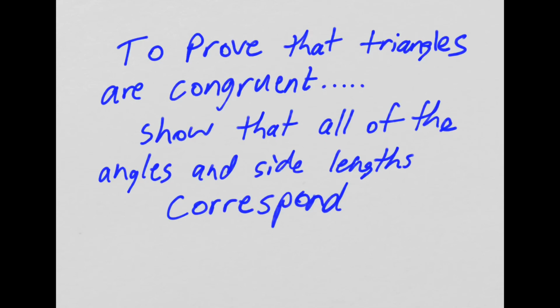In this section, to prove that triangles are congruent, we had to show that all of the angles and the side lengths correspond. As we continue into the rest of Chapter 4, we're going to learn some congruency shortcuts, how to determine if triangles are congruent without knowing that all of the side lengths and all of the angles are equal.